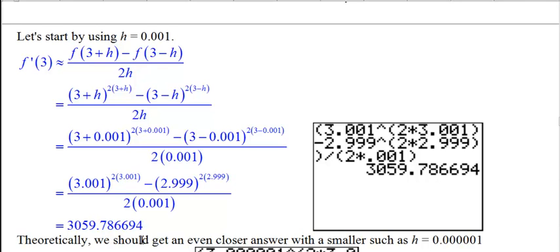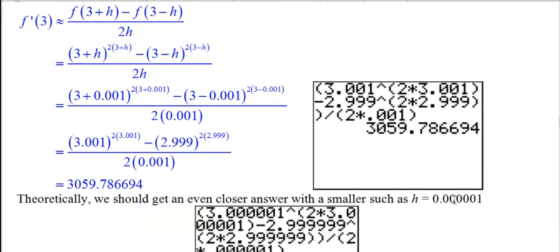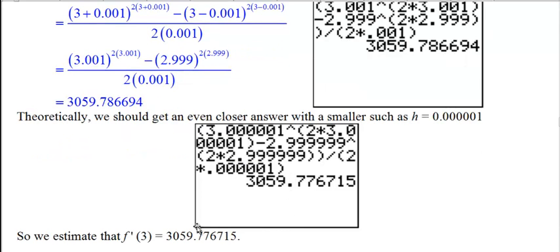Now a smaller h should give us a better value. This time I used 0.00001, 5 zeros and a 1, 10 to the negative 6th for h, and I just changed that in the formula here, and you can see what I entered in the calculator screen to get 3.059776715. So since those both agreed to 3.0598, we know for sure that both of these are good to several places, and this second one is probably good to several places beyond that, probably about as far out as the calculator goes, or nearly that far.